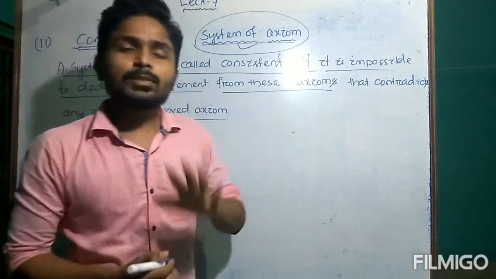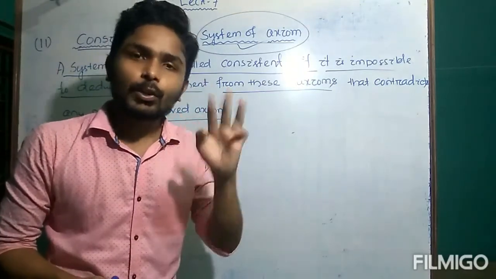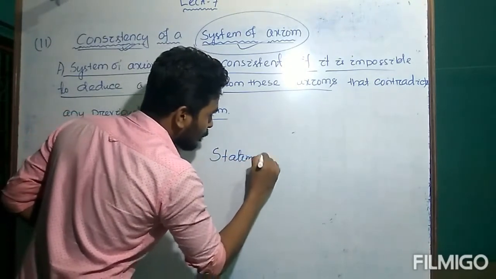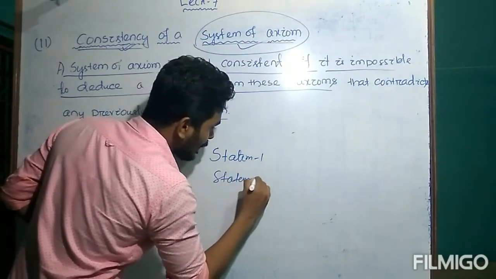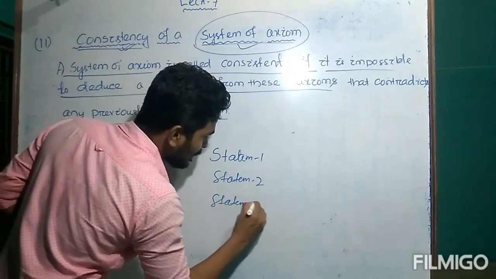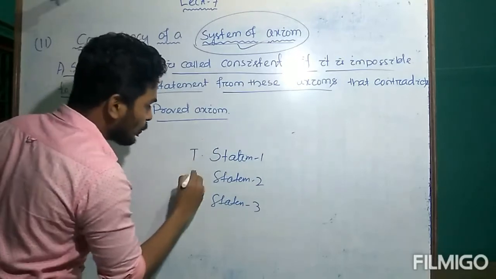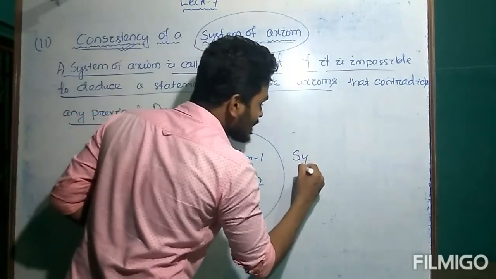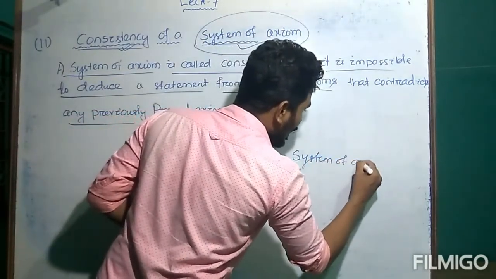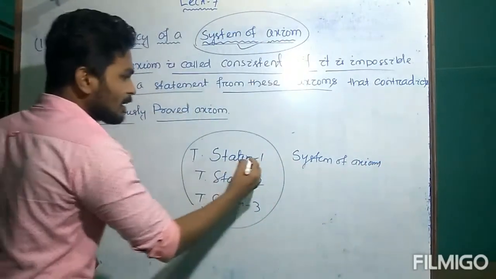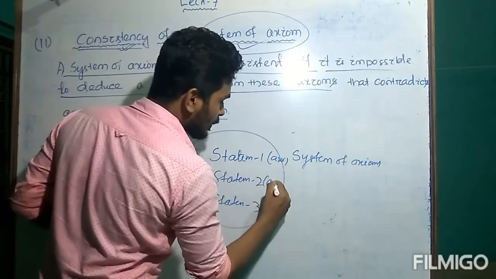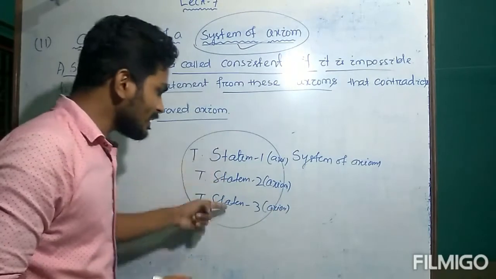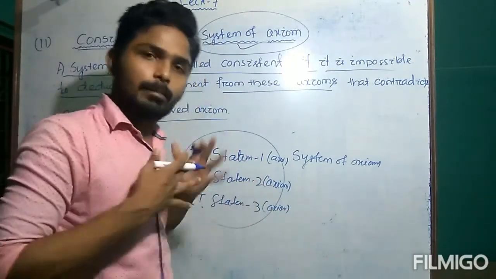Suppose I have three true statements: statement 1, statement 2, statement 3. And these three statements are true statements. Then the three statements combinedly form a system of axioms. True statement means this is also an axiom, this is also an axiom, this is also an axiom. So these three statements are already given or are already with me.